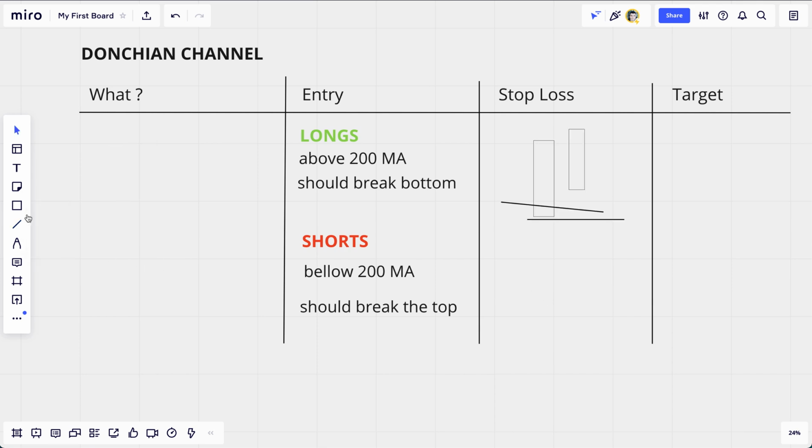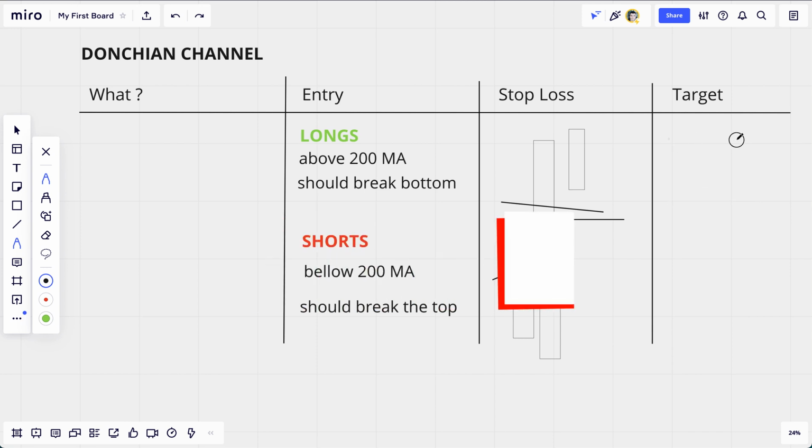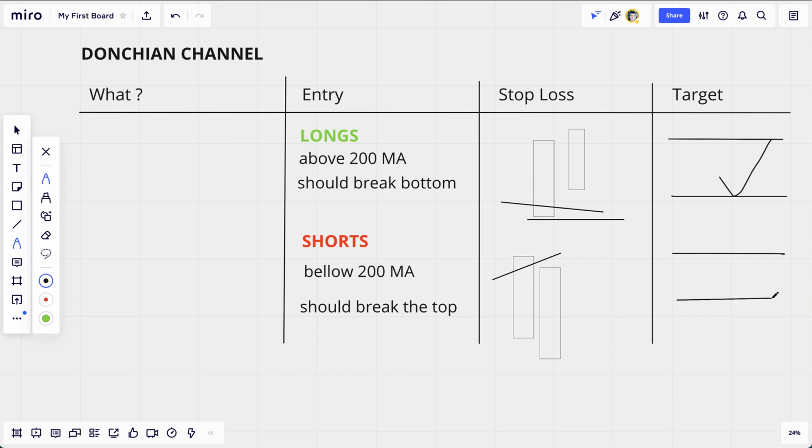If you're gonna go for a short, it's gonna be the opposite. Let's say the price closes and breaks the channel on the top. The next day you short on the next candle, and where is gonna be your stop loss? Your stop loss is gonna be here. So the target, if you go long, is gonna be the top channel, and if you go short, the target's gonna be the bottom channel.